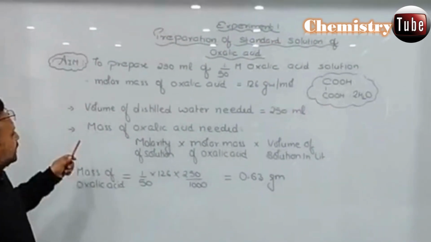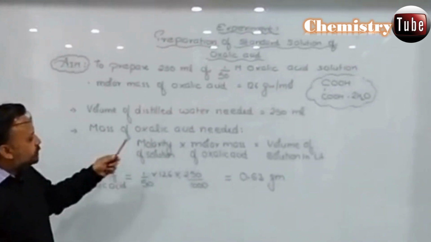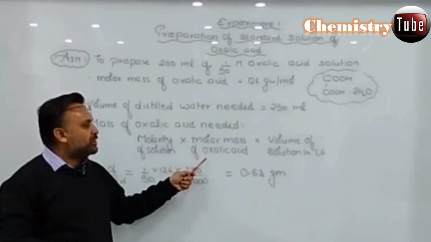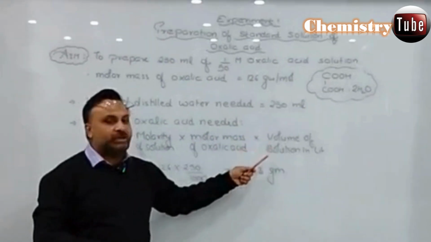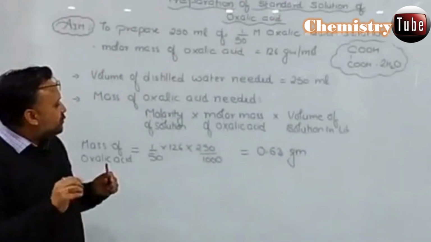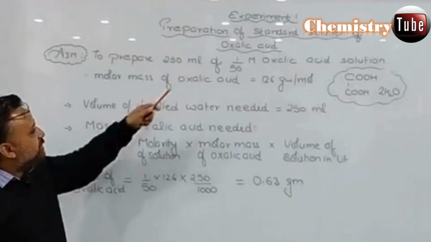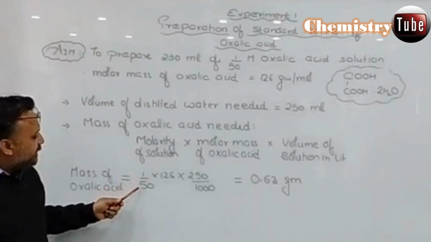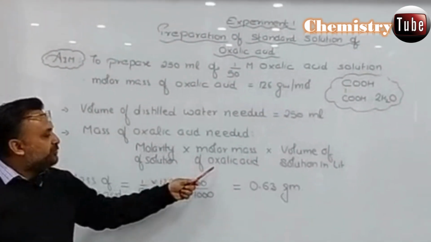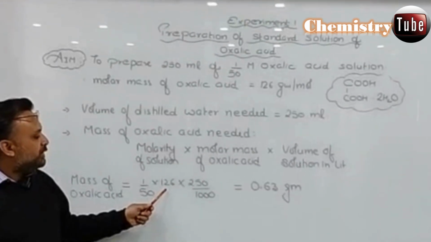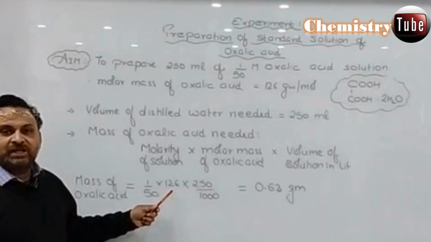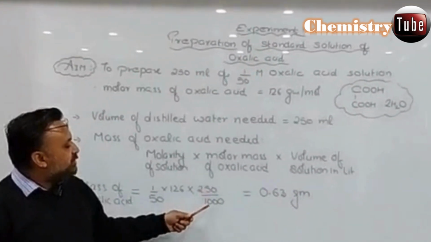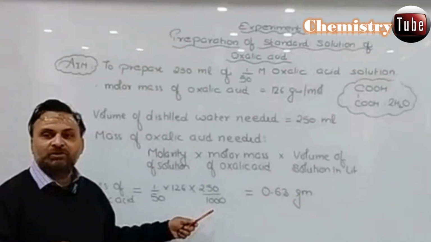So we have a formula to calculate the mass of oxalic acid. Mass of oxalic acid required is the molarity of the oxalic acid solution multiplied by the molar mass of oxalic acid multiplied by the volume of solution in liter. As our question says, the molarity of the oxalic acid solution is 1/50 mole per liter, so we have applied this 1/50 molarity here. The molar mass of oxalic acid is 126 gram per mole, and the volume of solution is 250 ml. When we divide this 250 by 1000, the volume is converted to liter.